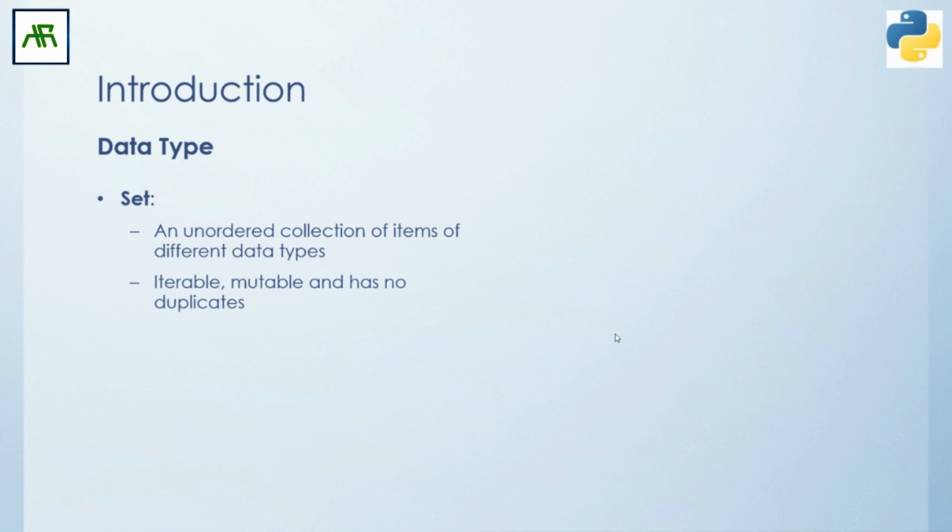Iterable in the sense you can loop through the set. Mutable, that means it can change data, but it cannot have duplicates. If there is a duplicate, it will be ignored in the process of printing or even iteration. Items are separated by commas and enclosed in curly brackets. Please remember this statement.